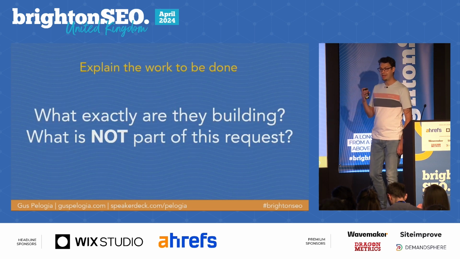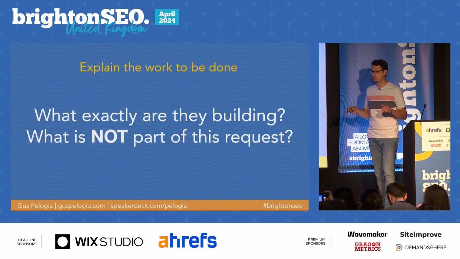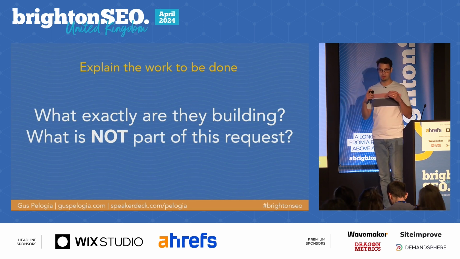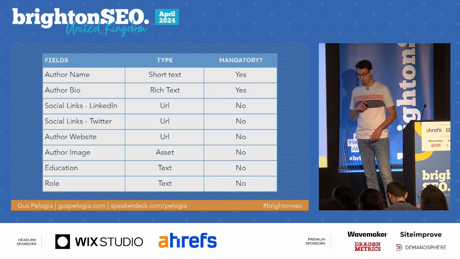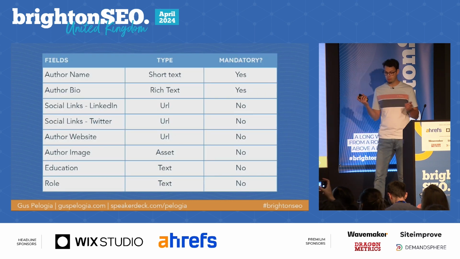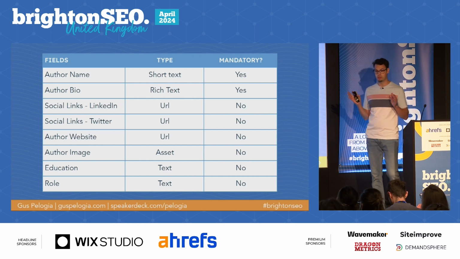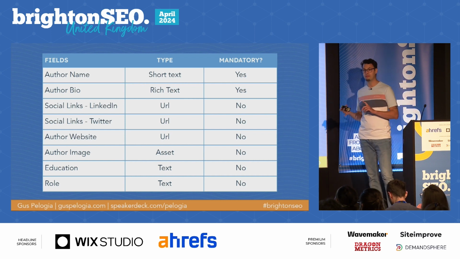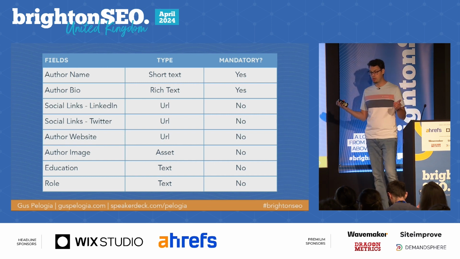Now, what exactly are they building as part of this ticket? They're not just doing your tickets, and they're not doing everything at once, so you need to be very clear about this step being complete. So let's say for an author page, I'm going to list for them, these are the fields that we need to create. We're going to have a name, we're going to have a bio, we're going to have social links, you need a headshot, and so on.